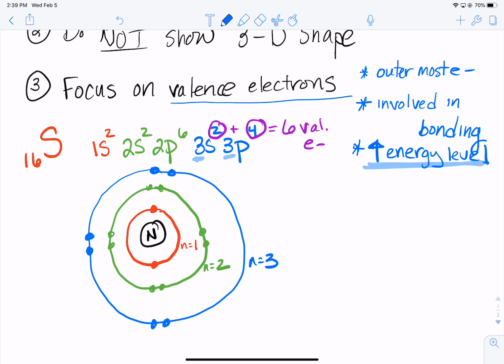It has not achieved octet. It has only gotten 6 in its outermost shell. The inner electrons are the red and the green. The outer electrons are the blue. Those outer electrons are what we call valence electrons.